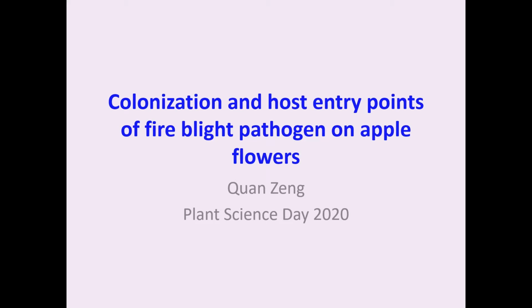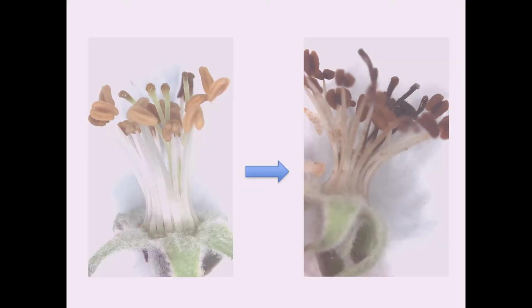Today I would like to introduce some of our recent research updates on colonization and host entry points of fire blight pathogens on apple flowers. The infection of an apple flower by the fire blight pathogen usually takes a few days, from a healthy flower on the left until the symptom development.